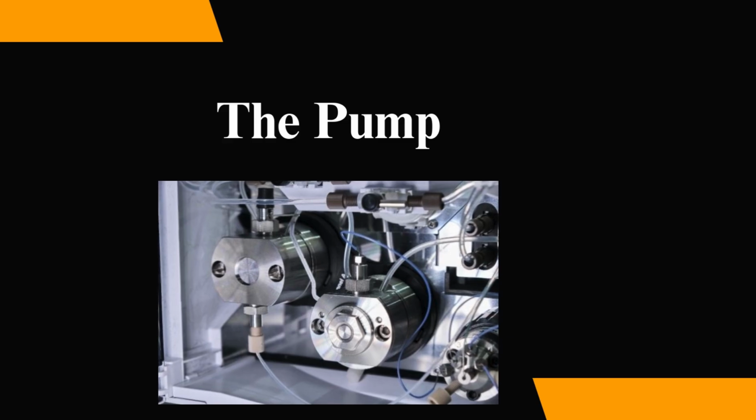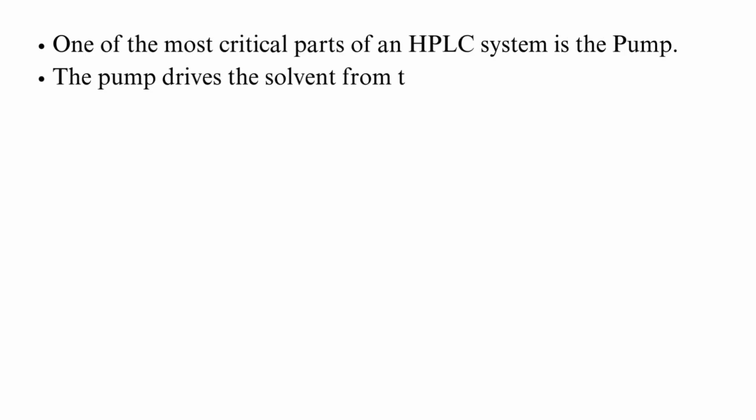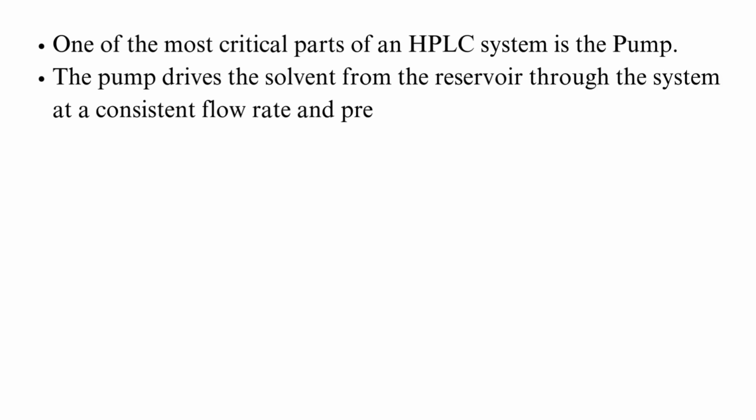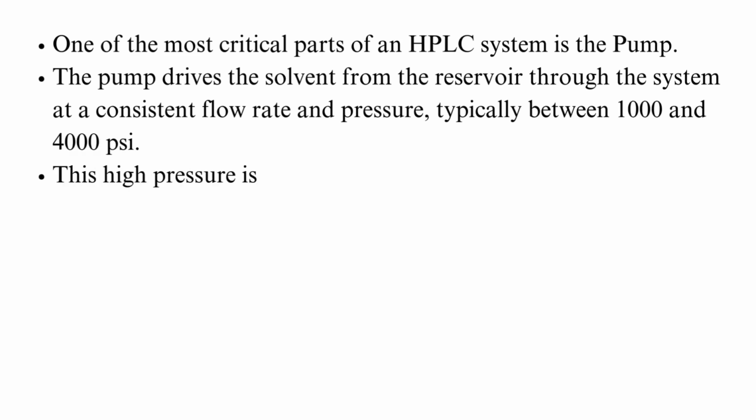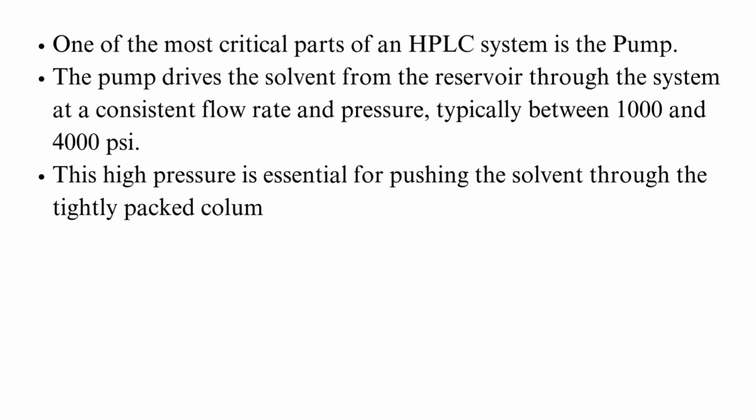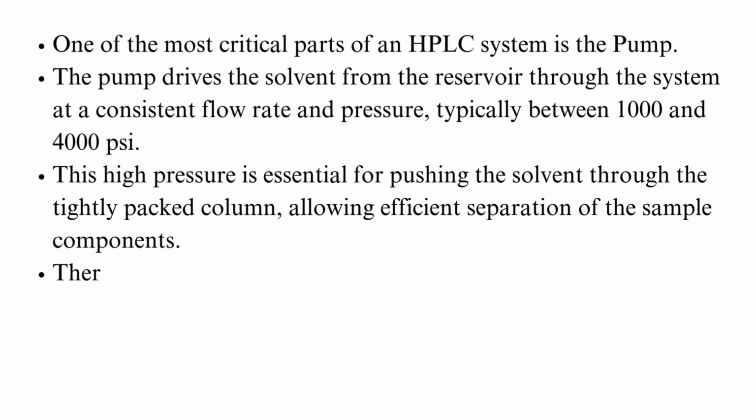The pump. One of the most critical parts of an HPLC system is the pump. The pump drives the solvent from the reservoir through the system at a consistent flow rate and pressure, typically between 1000 and 4000 psi. This high pressure is essential for pushing the solvent through the tightly packed column, allowing efficient separation of the sample components.